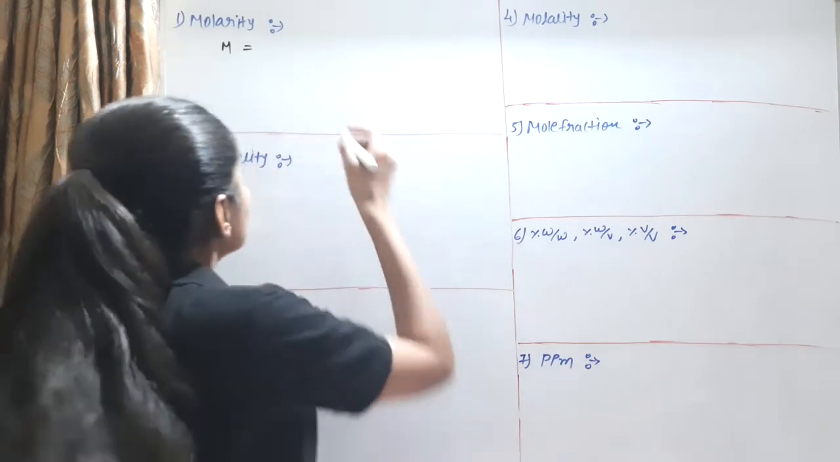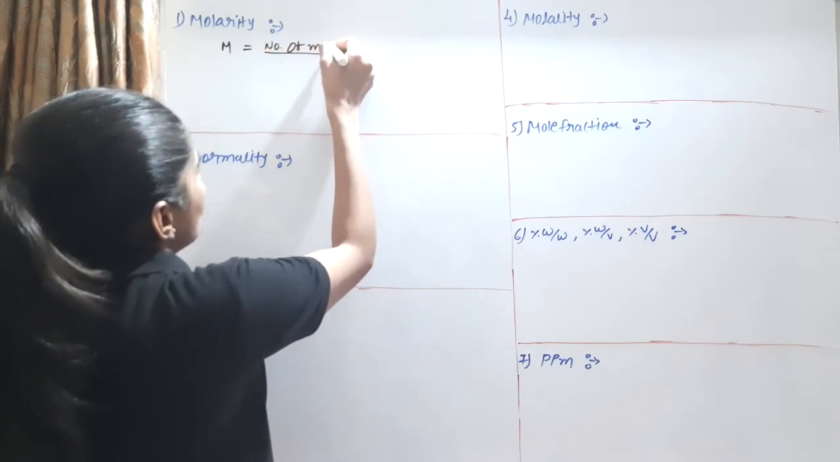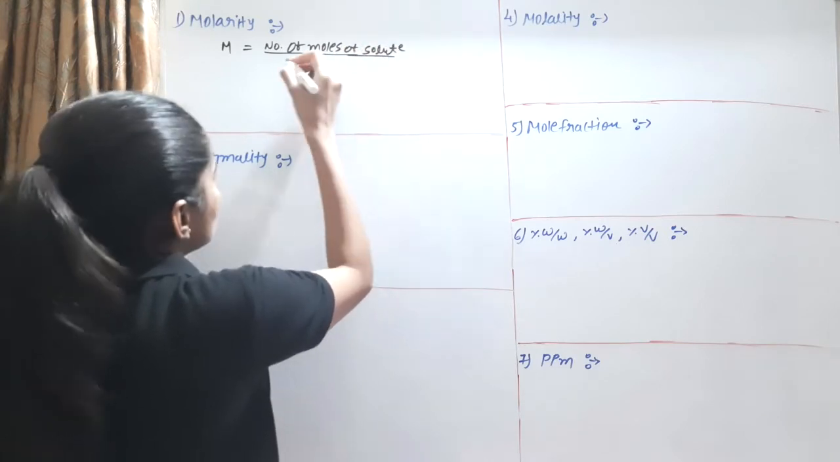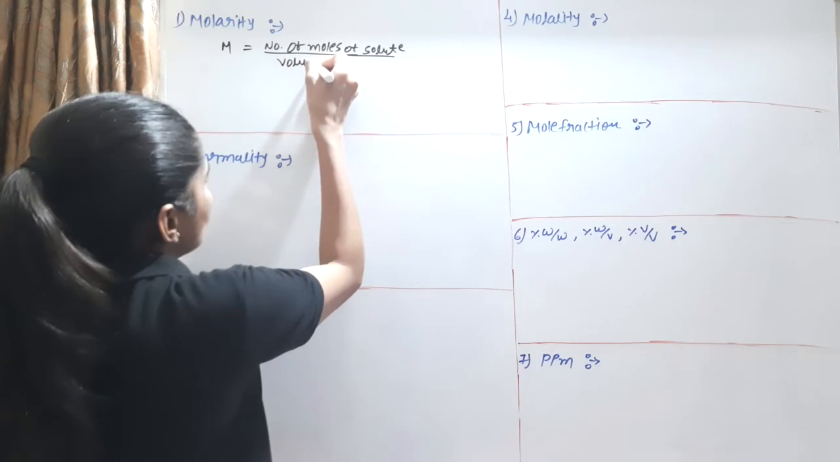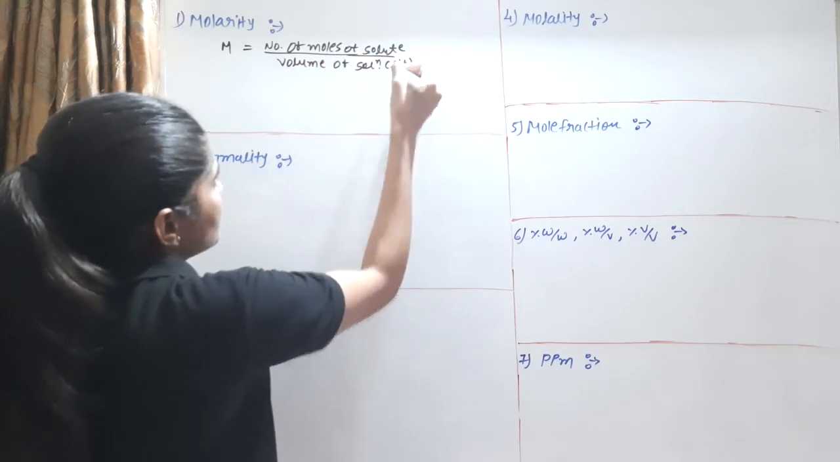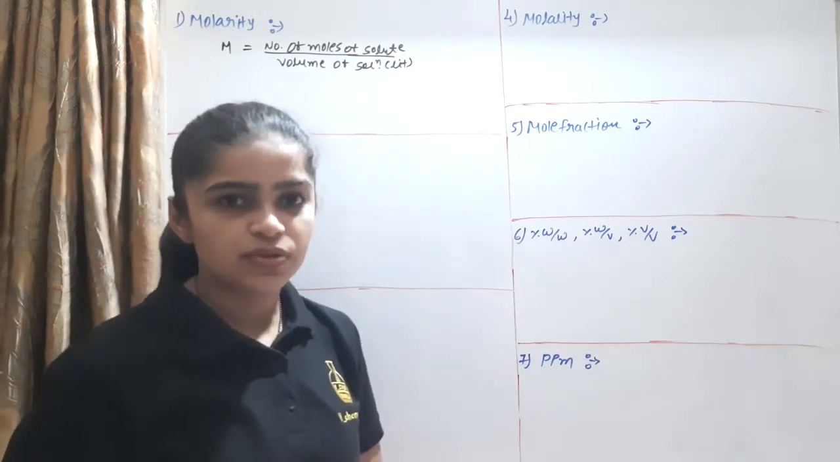So we write that M is equal to number of moles of solute dissolved in per liter of solution, meaning volume of solution in liter. When volume of solution is used in mL, it is multiplied with 1000.